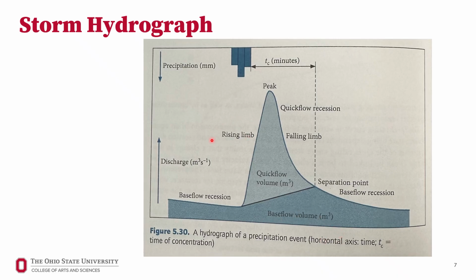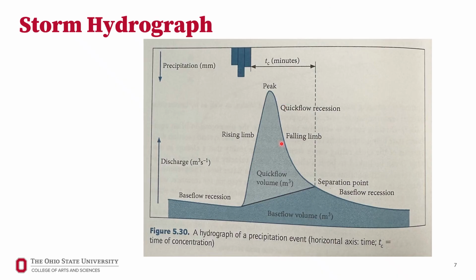The rising limb shows the increase in discharge from the precipitation event. You'll notice that there is a lag time between the time when the precipitation occurs and the start of the increase in discharge by the rising limb. The peak is when the stream is at maximum discharge. The word quick flow here just describes the water that comes into the stream from precipitation.